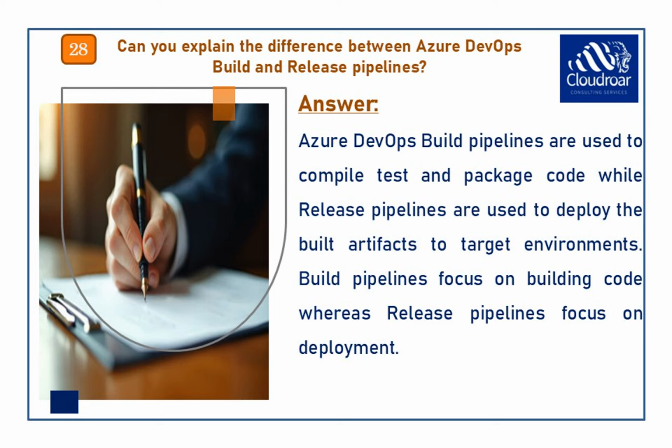Question 28. Can you explain the difference between Azure DevOps build and release pipelines? Azure DevOps build pipelines are used to compile, test, and package code, while release pipelines are used to deploy the built artifacts to target environments. Build pipelines focus on building code, whereas release pipelines focus on deployment.